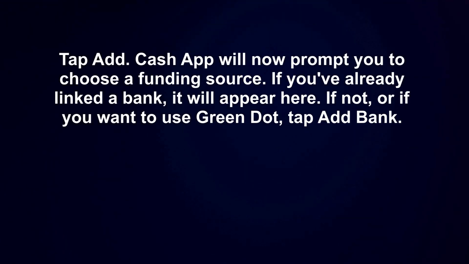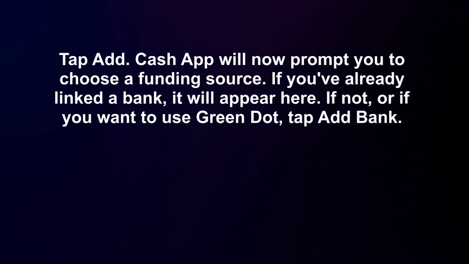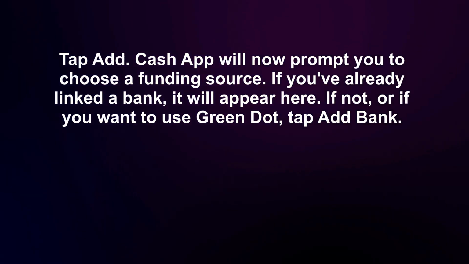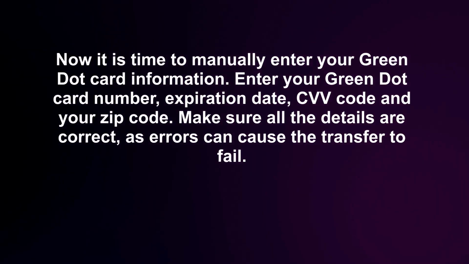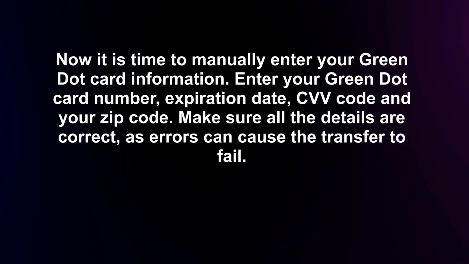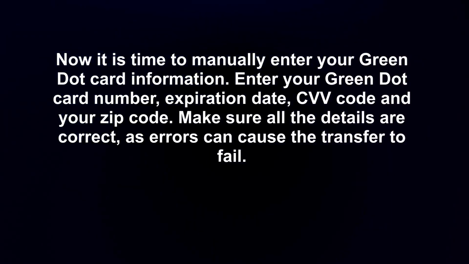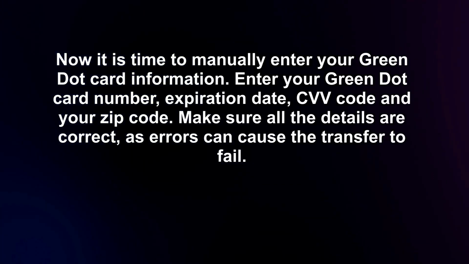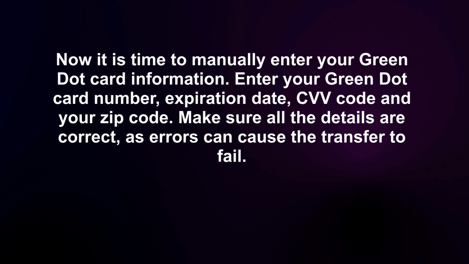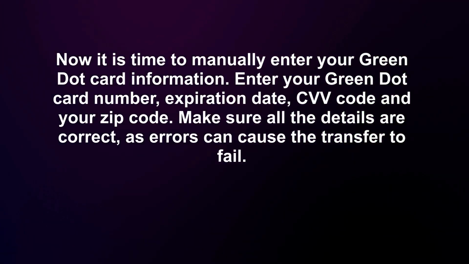If you've already linked a bank, it will appear here. If not, or if you want to use Greendot, tap Add Bank. Now it is time to manually enter your Greendot card information. Enter your Greendot card number, expiration date, CVV code and your zip code. Make sure all the details are correct, as errors can cause the transfer to fail.